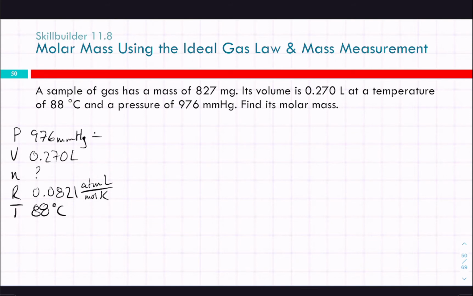So here we'll take millimeters of mercury. We'll divide that by 760 to give us atmospheres. And we'll add 273.15 to degrees C to get Kelvin.